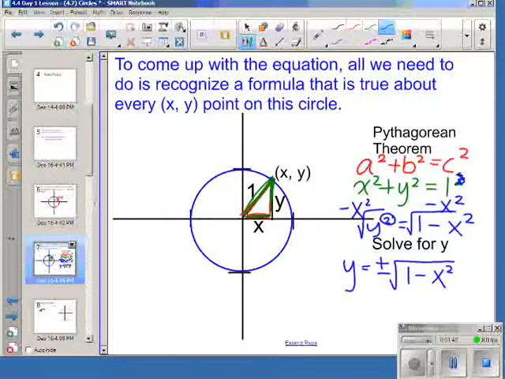Now some of you are going to say, oh, but that's 1 minus x. You cannot take the square root of something that's grouped together by addition or subtraction. So you're going to leave it as the square root of 1 minus x squared. This is our new parent function.